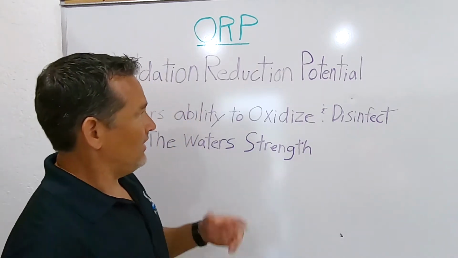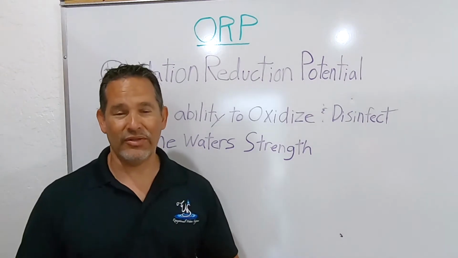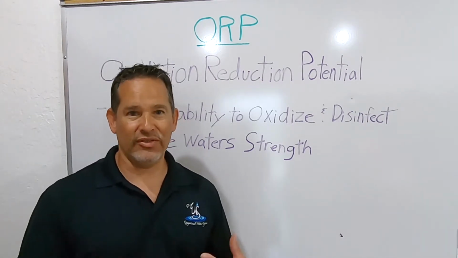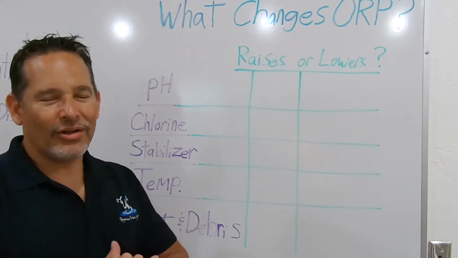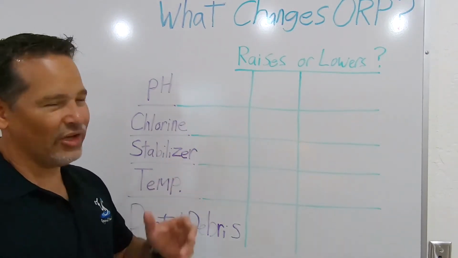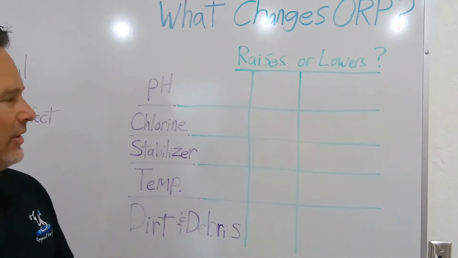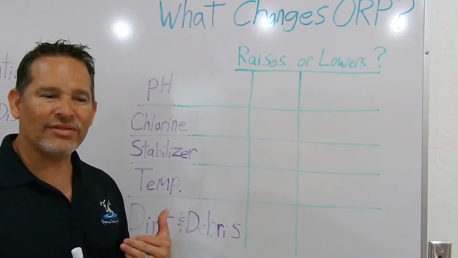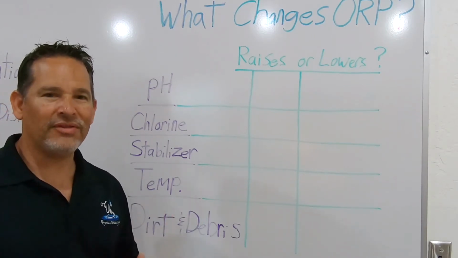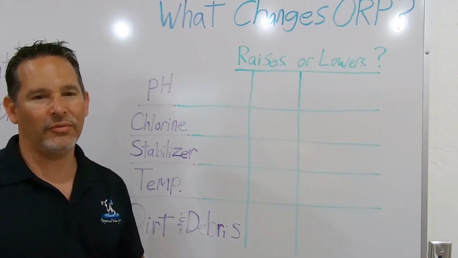So with ORP, we also have what are known as the changes in there. So what changes this ORP? Let's talk a little bit about what changes our ORP number in our water. On the board here, I listed a few elements. These are just some of your general elements that you're going to deal with on a regular basis, especially when you're dealing with swimming pools.